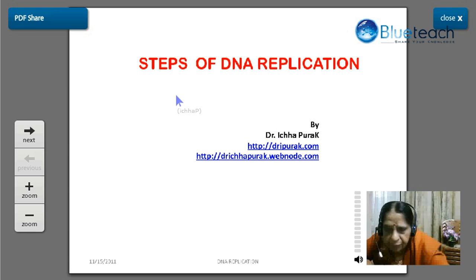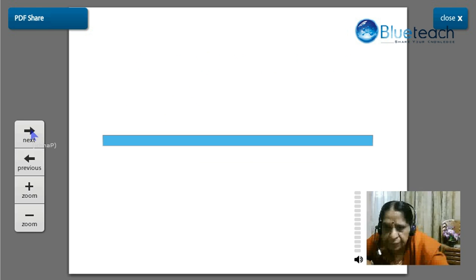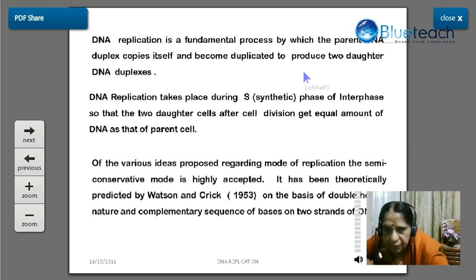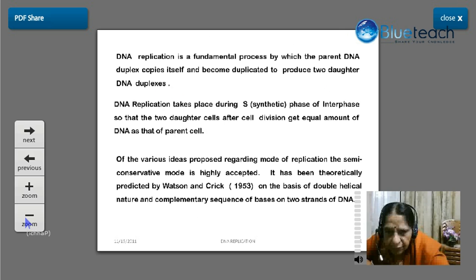Myself, Dr. Ichapura. Today, I want to share some information about steps of DNA replication through the PowerPoint presentation. DNA replication is a fundamental process by which the parent DNA duplex copies itself and becomes duplicated to produce two daughter DNA duplexes. DNA replication takes place during synthetic phase of interphase so that the two daughter cells after cell division get equal amount of DNA as that of parent cell.